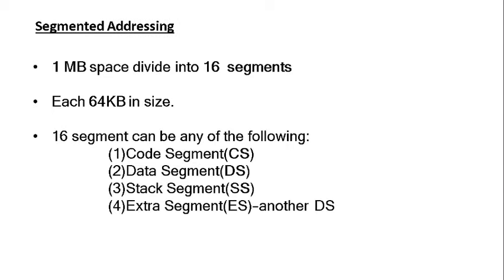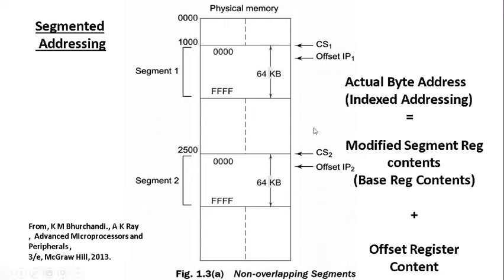Now we are going to see how these segments are structured and addressed. The 1 MB space in 8086 is divided into 16 segments. 1 MB is actually 1024 KB, so 1024 by 16 will give us 64 KB per segment. So each segment is of size 64 KB. That's what is shown here, right?